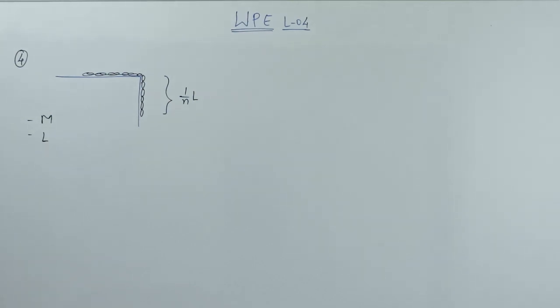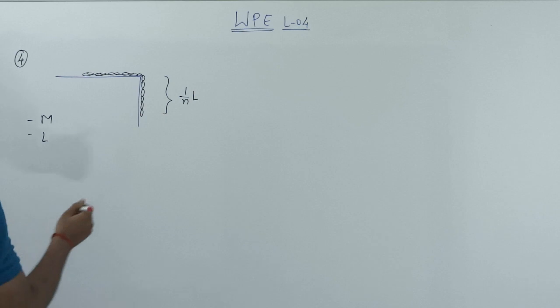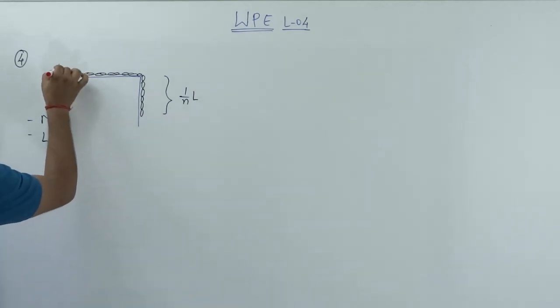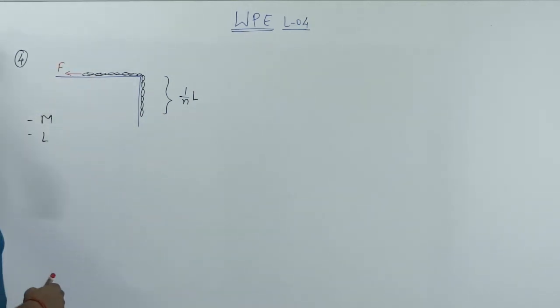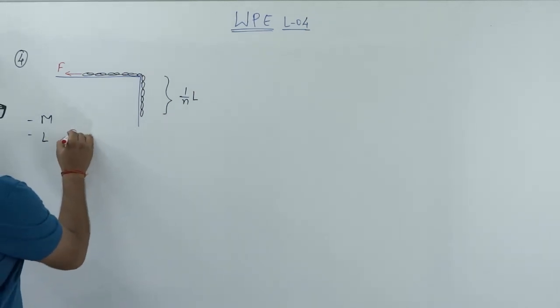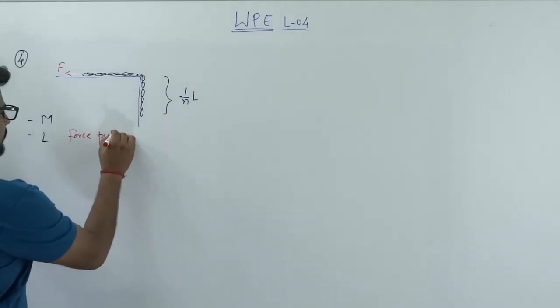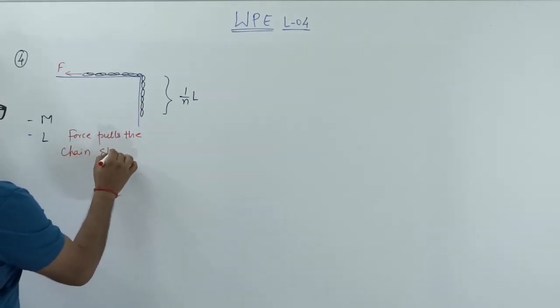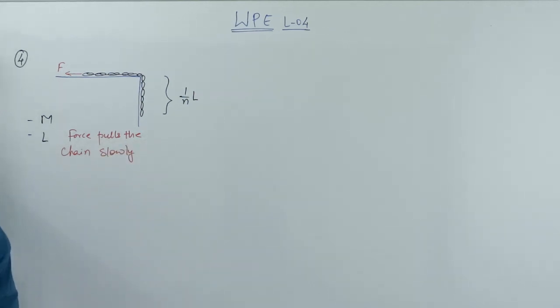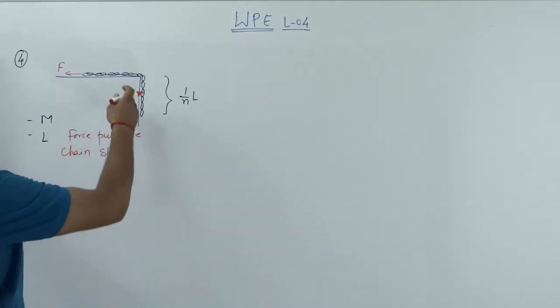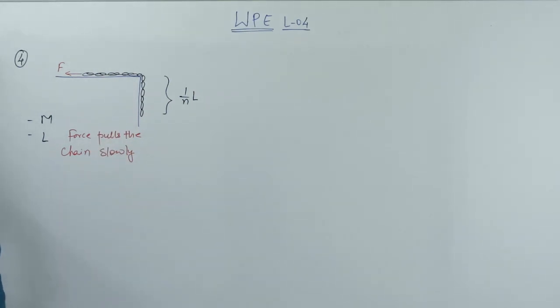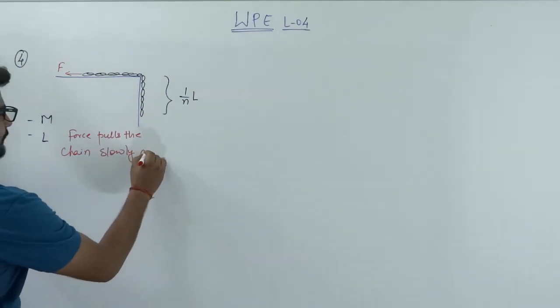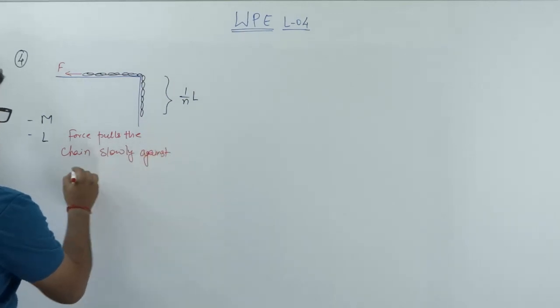All good? So 1 upon nth is hanging below. Let's say we have applied a force in this direction such that it pulls the chain slowly. And when I say slowly, that means there is no acceleration. It just managed to counter the opposing force, and over here the opposing force is gravity. Force pulls the chain slowly against gravity. Let's write it down, against gravity.